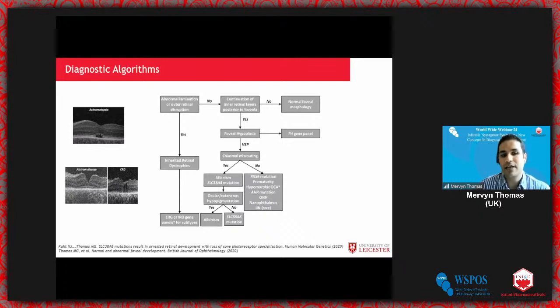If it is foveal hypoplasia, then you might consider doing a VEP. And the VEP helps in terms of determining chiasmal misrouting, for instance, and the main differentials then become albinism and SLC38A8 mutations. In SLC38A8 mutations, the cutaneous and the ocular pigmentation is normal, whereas in albinism, you have a hypopigmented fundus, iris transillumination defects, and so on. So this is just an algorithm that we use quite a lot, which helps us determine the likely diagnosis and differentials to consider.